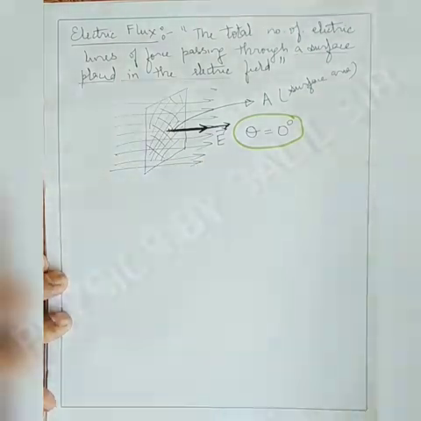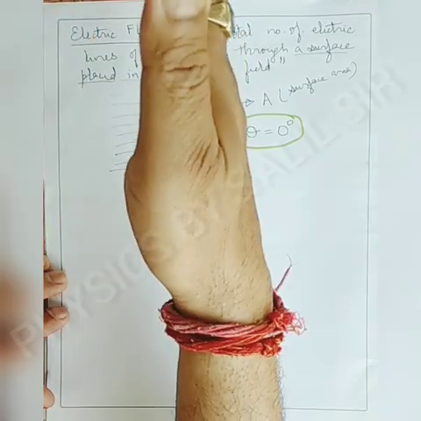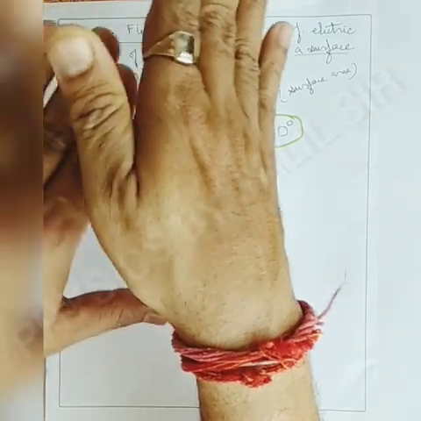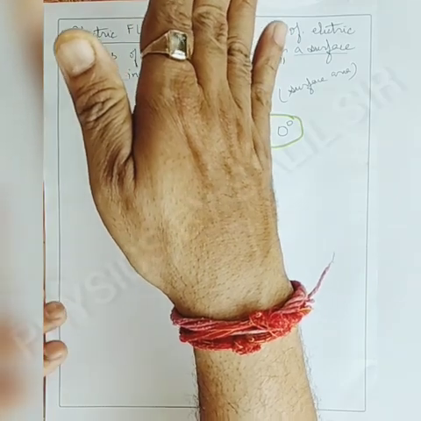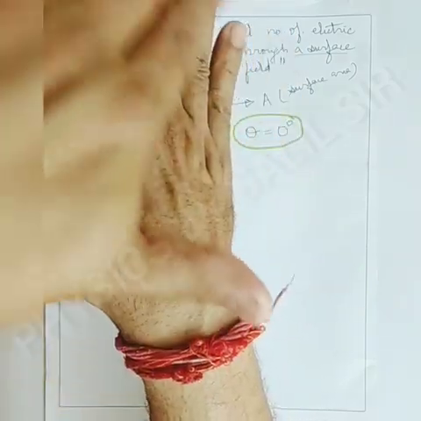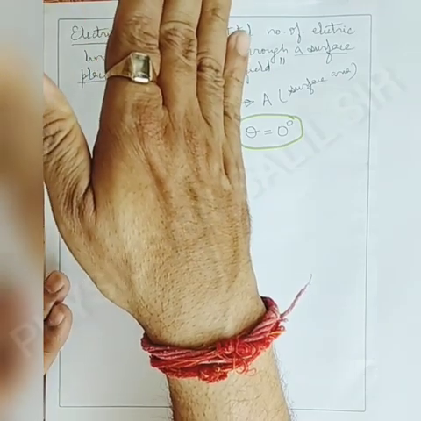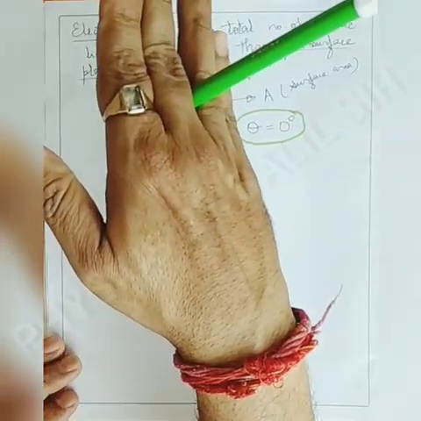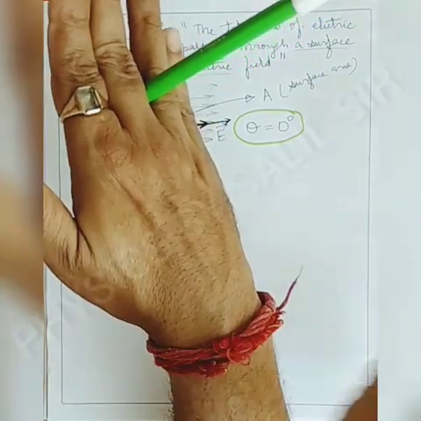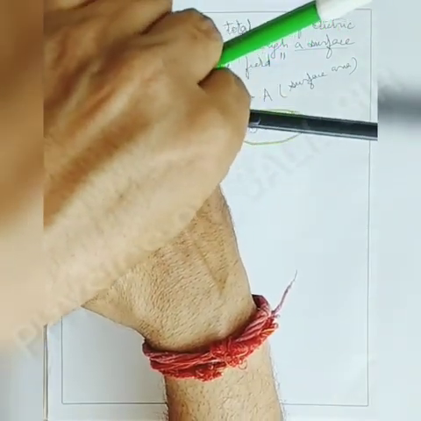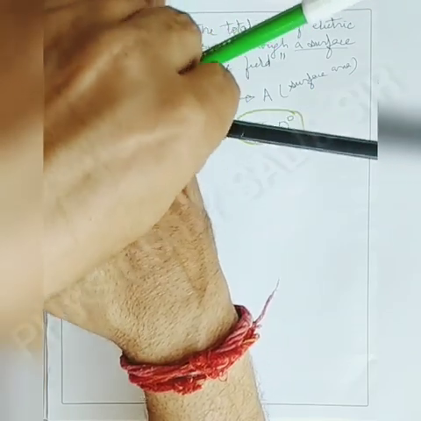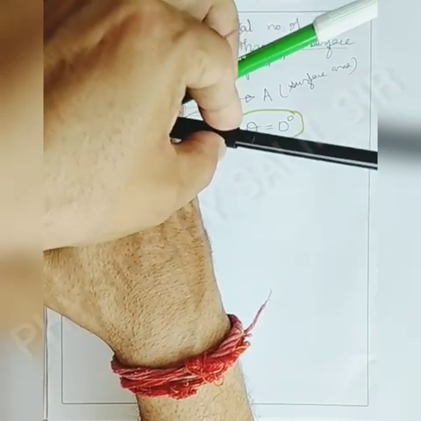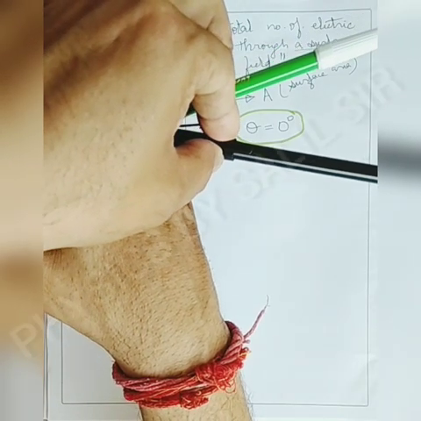If we tilt this surface like this, then what will happen? The number of electric field lines passing through this surface will become less. It is natural. The number of electric field lines passing through will decrease, and the normal to this surface will be like this. The green sketch pen is used for the normal to the surface, and the electric field line will be like this. It means there is some angle between the normal to the surface and the electric lines of force, and this angle is theta. The angle between the black pen and the green sketch pen is angle theta.